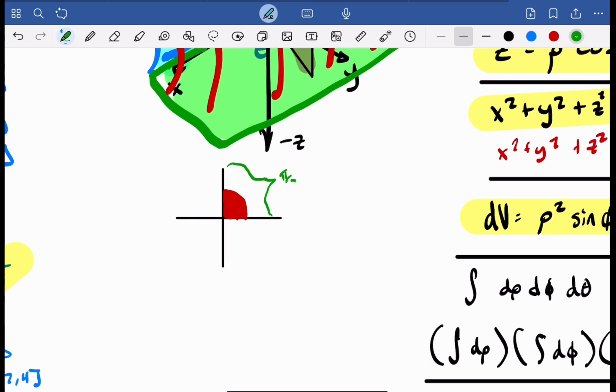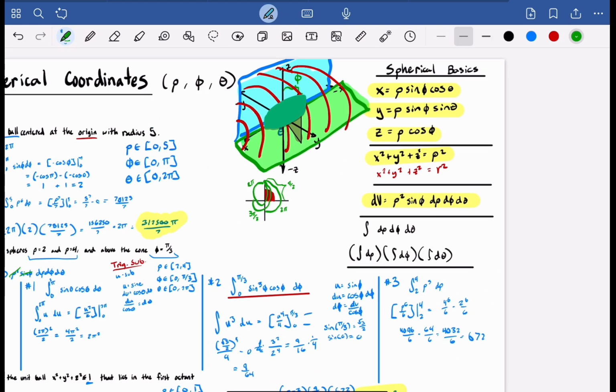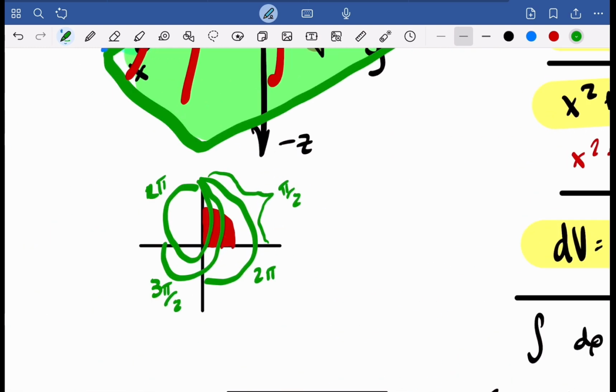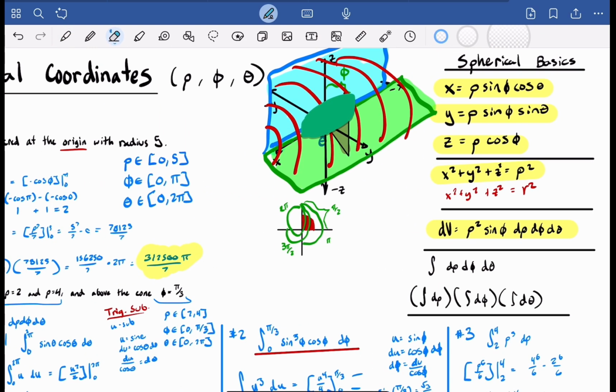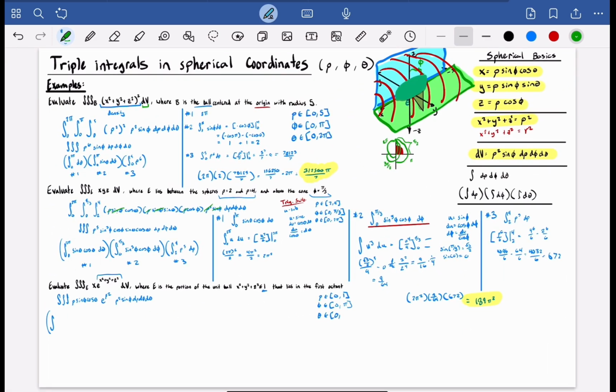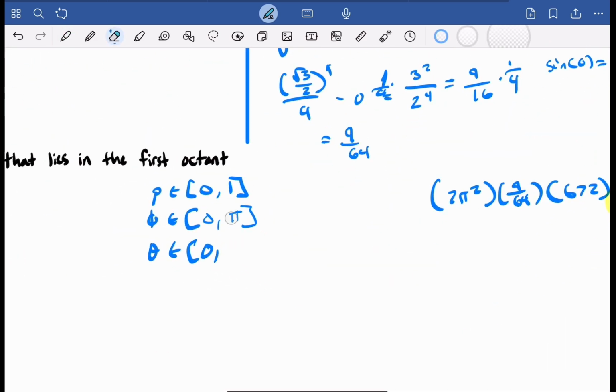So pi over 2, and then if you went to half, that'd be pi. If you went here, that'd be 3 pi over 2. If you went all the way through, it'd be 2 pi. That makes sense. Not 2 pi there, that'd be pi. 3 pi over 2, 2 pi. Alright, so actually what we have here for phi is going to be pi over 2.